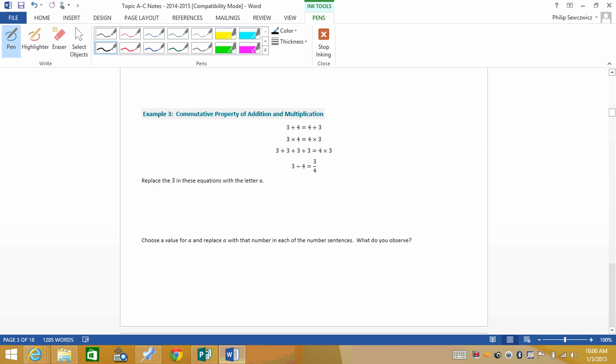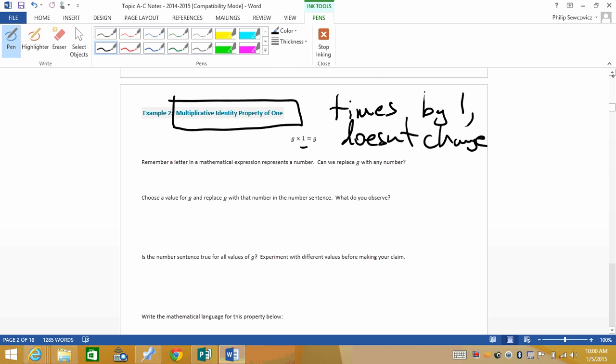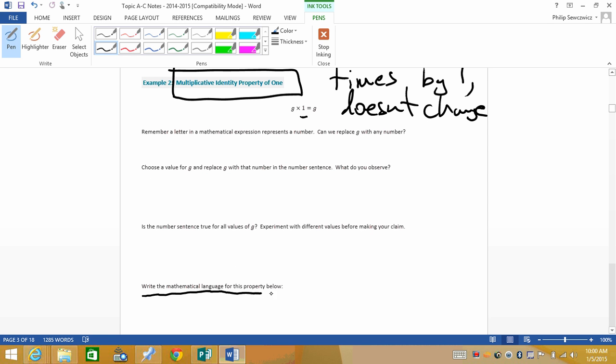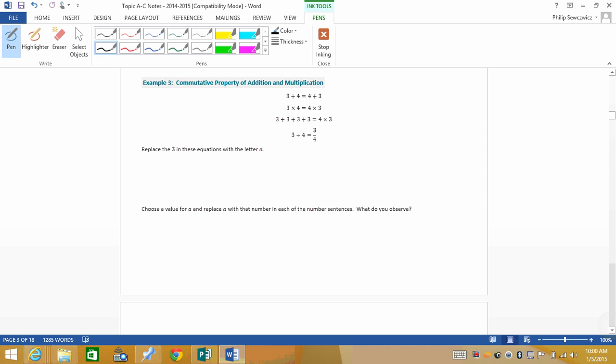The one thing we do want to come back to is this last question. I'm going to come right down here: write the mathematical language for this property. If you take something and multiply it by 1, you still get that original amount back. So again, it's more vocabulary. We're actually going to cross out these two. They get into something different, and that's not what we're going to get into right now.